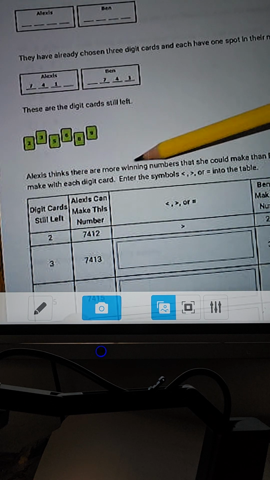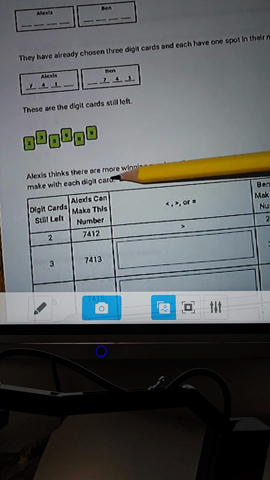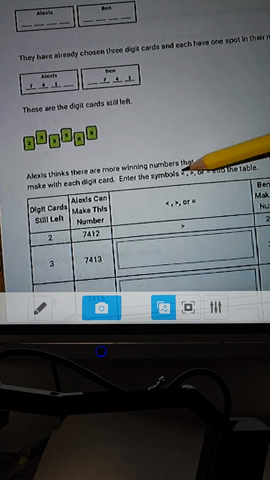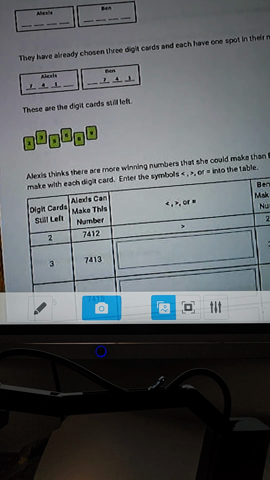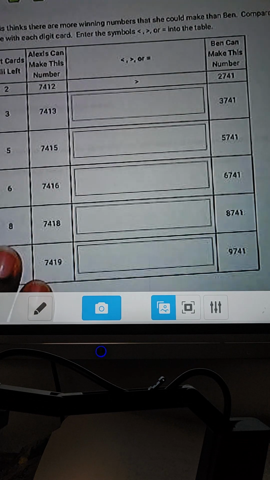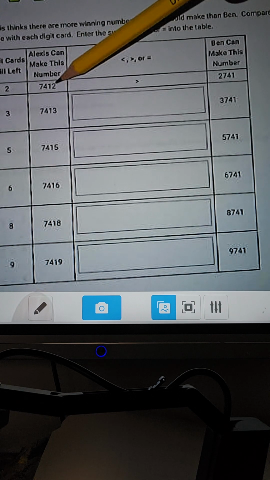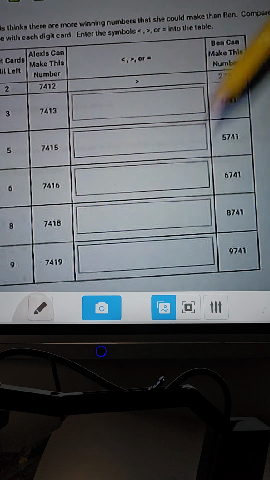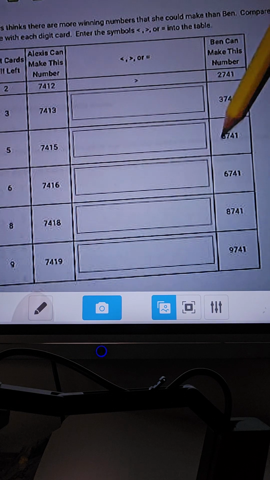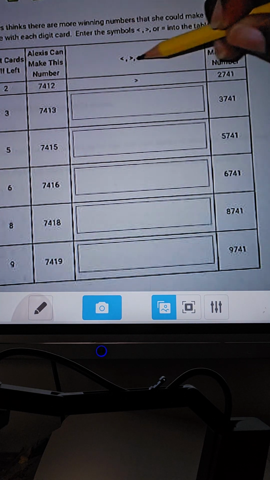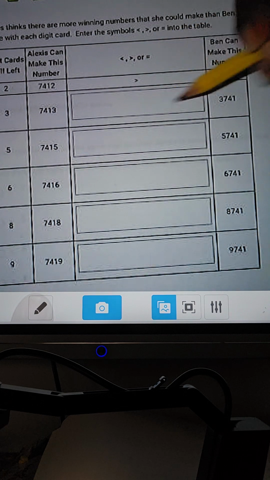Alexis thinks there are more winning numbers that she could make than Ben. Compare the numbers that Alexis and Ben could make with each digit card. Enter the symbol greater than, less than, or equal to into the table. Okay? All right, so if we look at the table, we can see the digit cards left 2, 3, 5, 6, 8, and 9. Alexis can make this number, and you see the list of the numbers she can make. Ben can make this number, and you see the list of the number he can make. Using greater than, less than, or equal to, compare the numbers.